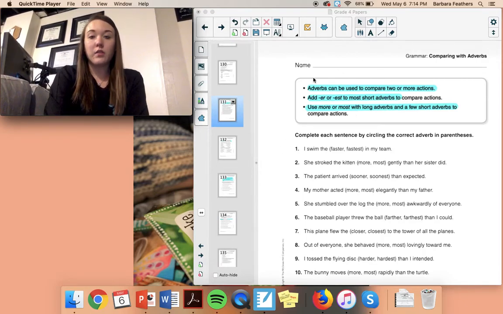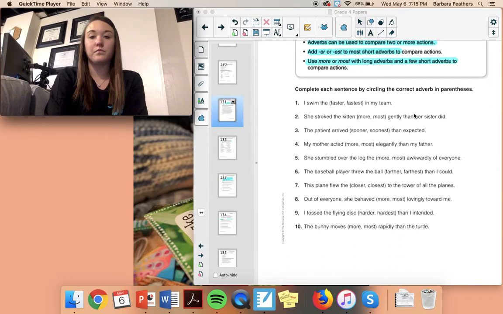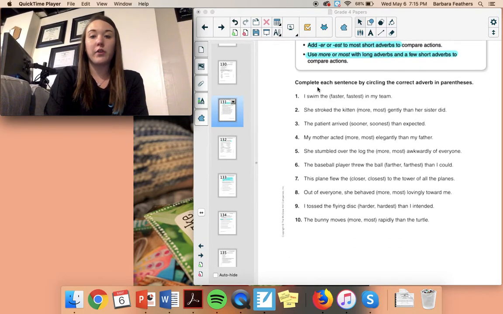This page, the box tells us that adverbs can be used to compare two or more actions. We use ER or EST with most short adverbs to compare actions, and we use more or most with long adverbs and a few short adverbs to compare actions. On this page, you're going to complete each sentence by circling the correct adverb in parentheses.